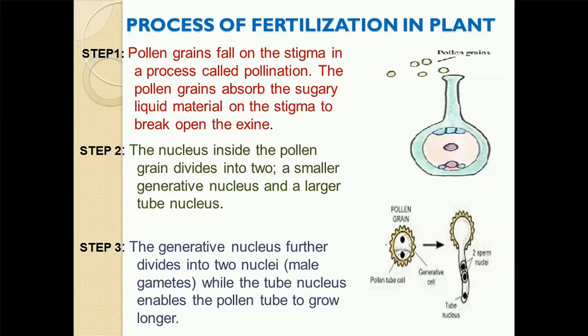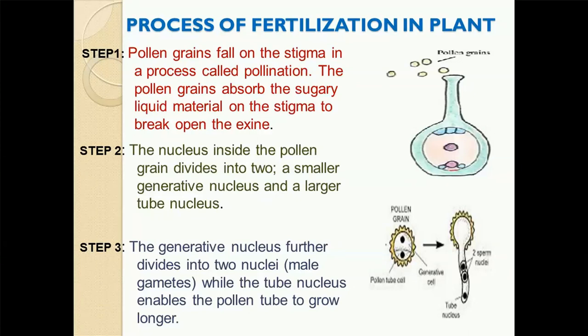So here we have images of pollen grains falling on the stigma of a flower. So step 2, the nucleus inside the pollen grain divides into two. Yes, it divides into a smaller generative nucleus and a larger tube nucleus. So it divides into generative nucleus and tube nucleus.